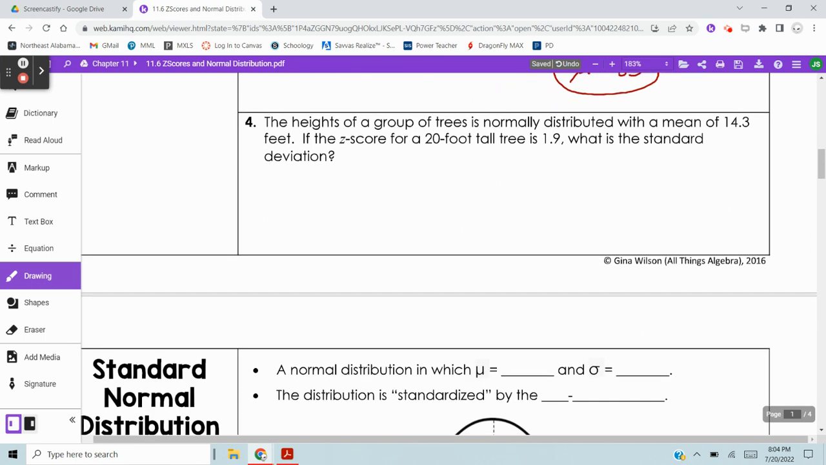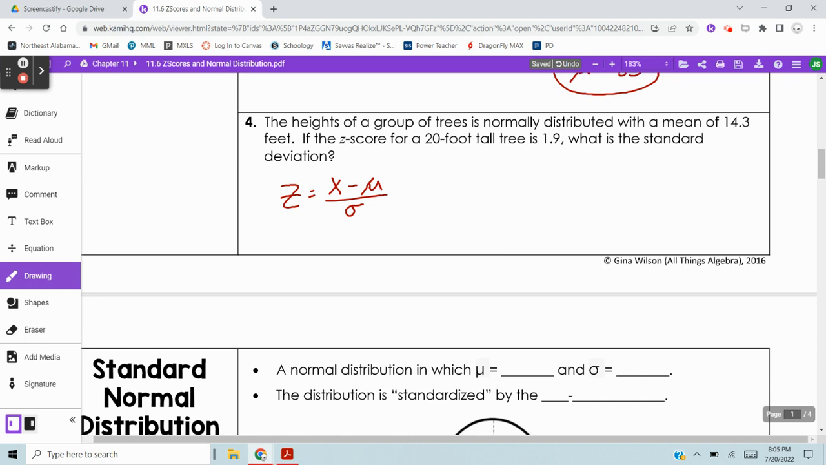Number 4, the height of a group of trees is normally distributed with a mean of 14.3. If the z-score for a 20-foot tall tree is 1.9, what is the standard deviation? So again, our z-score is equal to the value minus the average divided by the standard deviation, which is what we're looking for. So this one's going to be a little bit trickier.